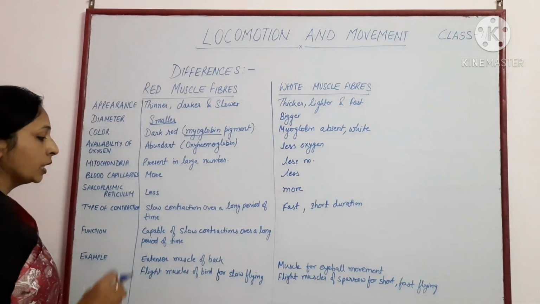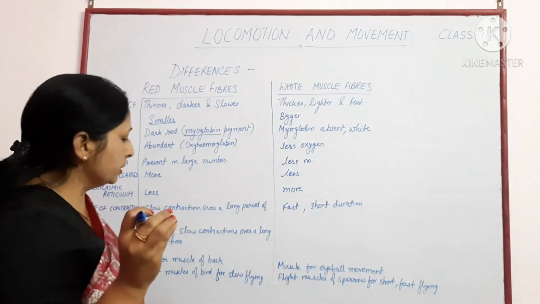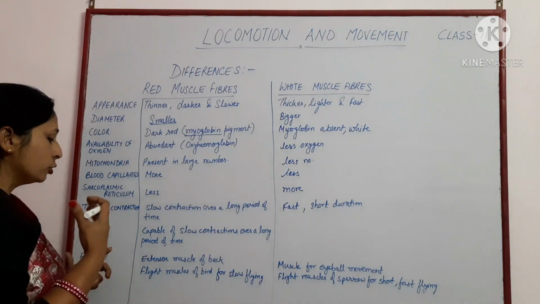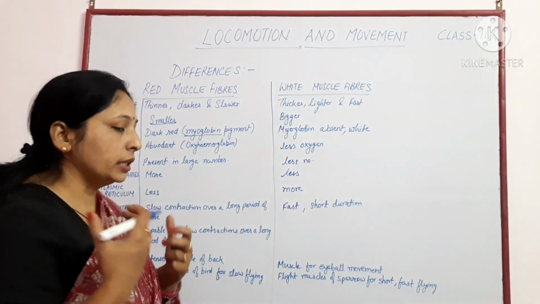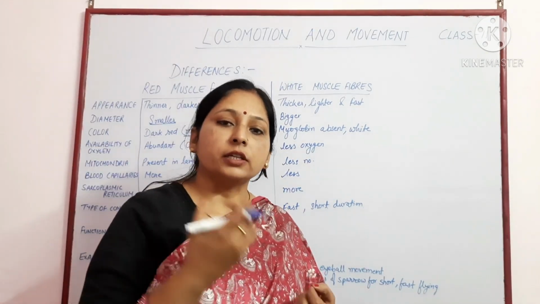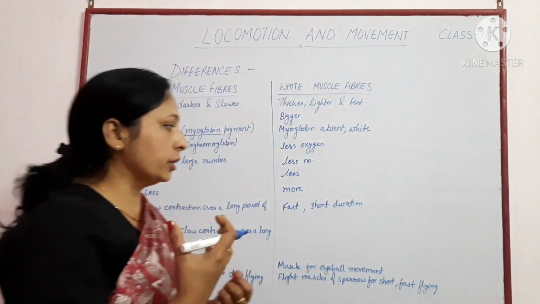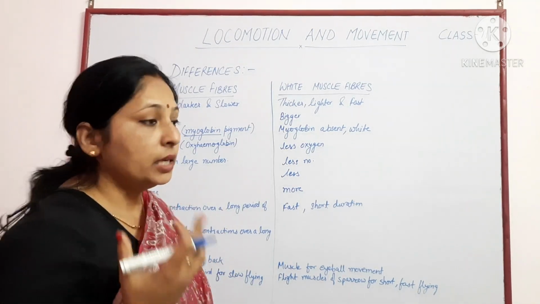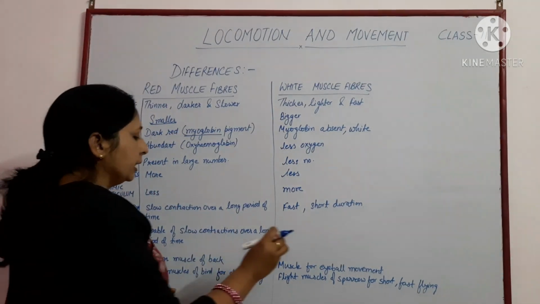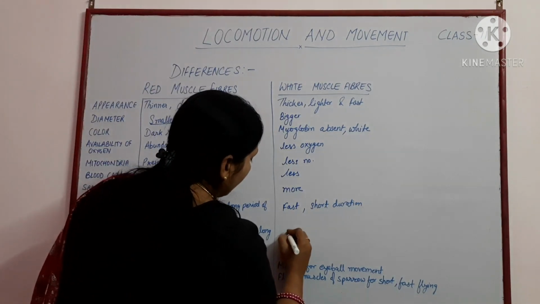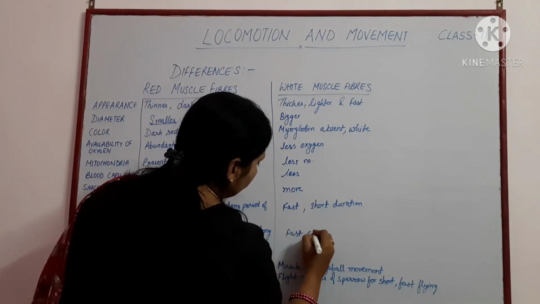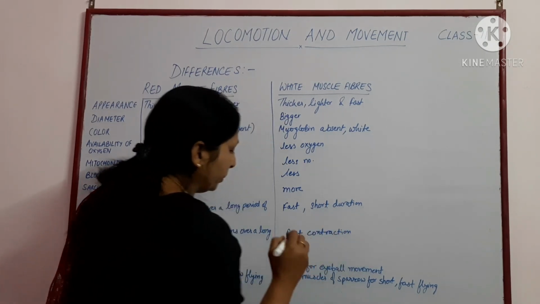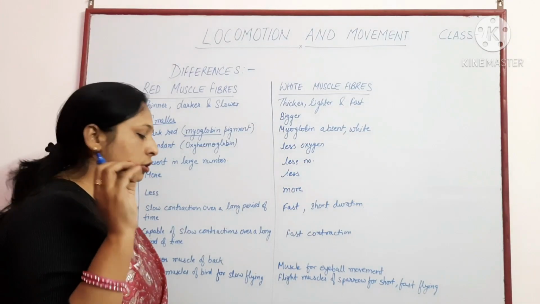Next is function. The red muscle fibers are capable of slow contraction over a long period of time. So their contraction phase is longer, their function is slow contraction, or wherever slow contraction is required, they act at that place. These are capable of fast contraction but for a shorter period.